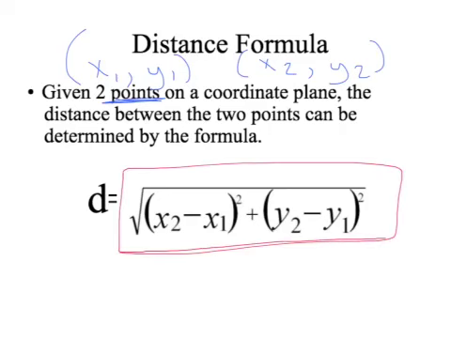This is derived from the Pythagorean theorem, which is what we discussed last week. And you read this, d equals, which stands for distance, d equals the square root of the quantity of x sub 2 minus x sub 1 squared, plus the quantity of y sub 2 minus y sub 1 squared. And this x sub 2 and y sub 2 are this point right here, and this x sub 1 and y sub 1 is this point right here. Remember, that's just representing a point on a coordinate plane.